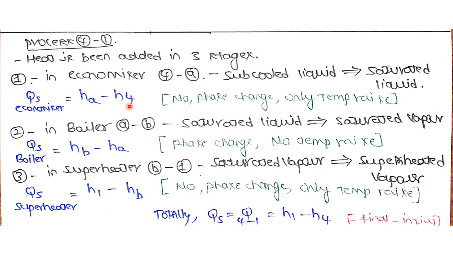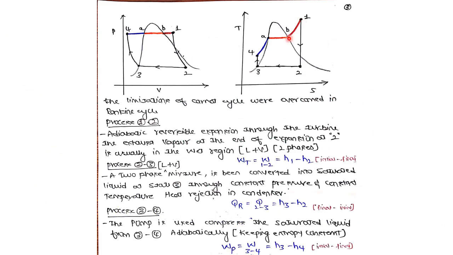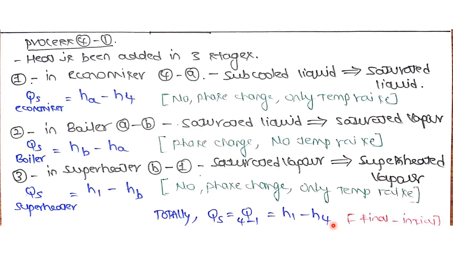Totally, if you want to calculate the heat supplied, it is given by state 4 to 1, which is H1 minus H4. So it is H1 minus H4 in total. Now, net work done you can get using the first law. Net work done is equal to the net heat flow of the system, heat supplied plus heat rejected. So you can just substitute it and get the results.